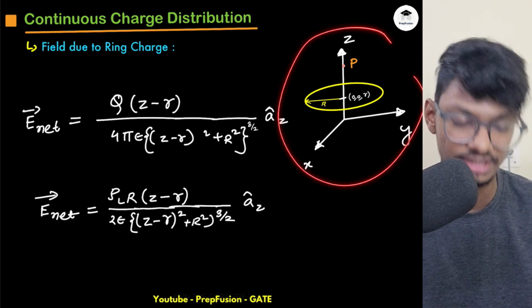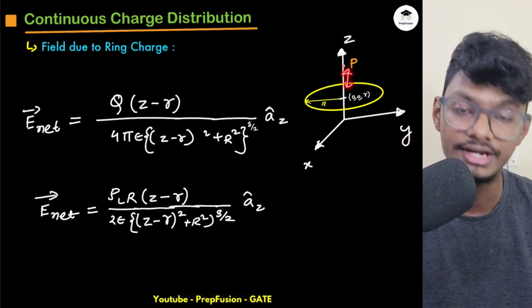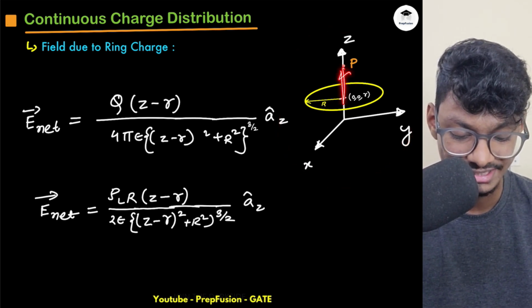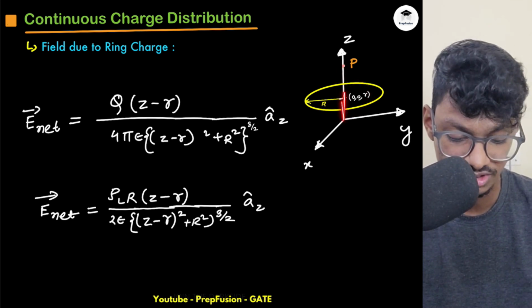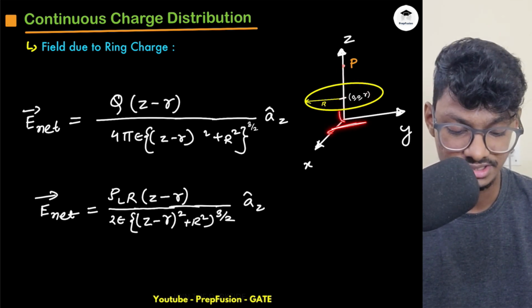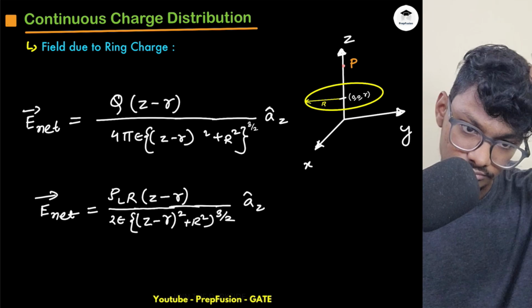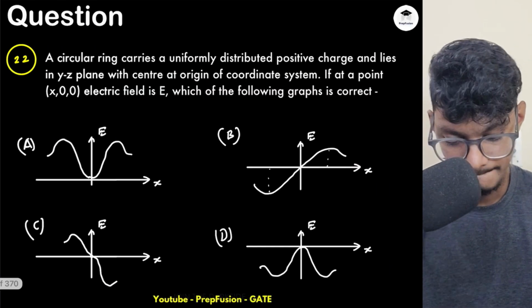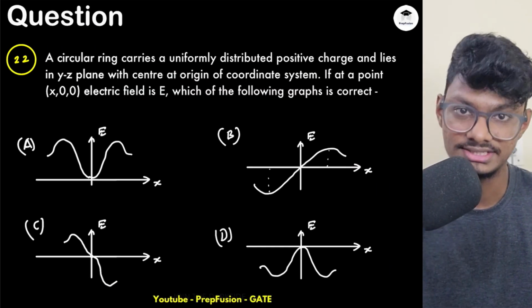So this is the other format because the distance has reduced now. Previously it was the total z distance, now it is z minus r because this is also above the z axis by r distance. Okay, so this is the case. So let's go to the next question.